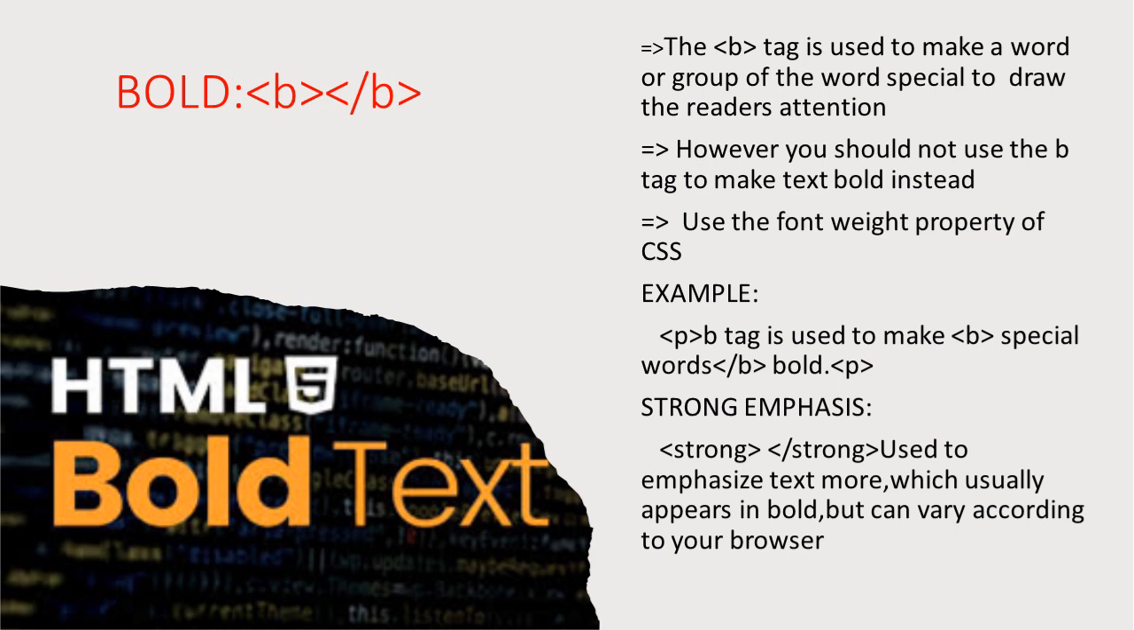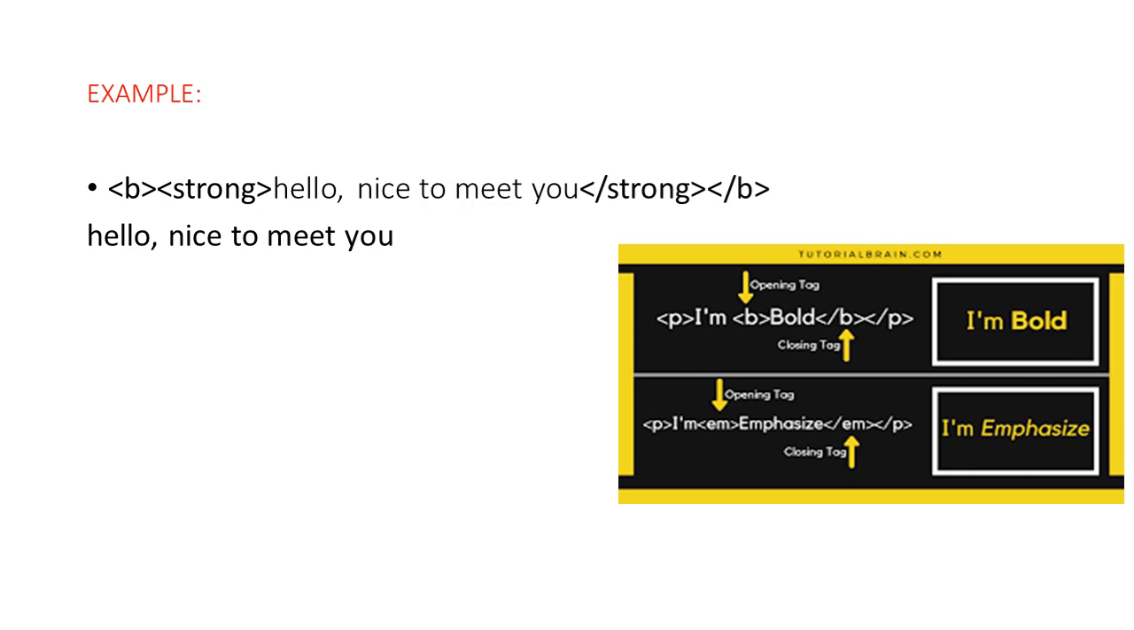We denote the bold tag using the symbol small b. So first of all, what is bold? We use bold fonts for emphasis, to highlight important points, but we use them as little as possible, because if everything is emphasized, then nothing stands out. The B tag is used to make a word or group of words special to draw the reader's attention. Let us consider one example.